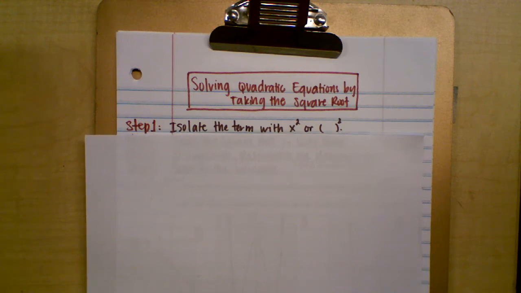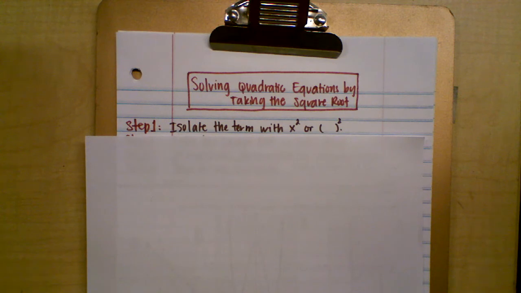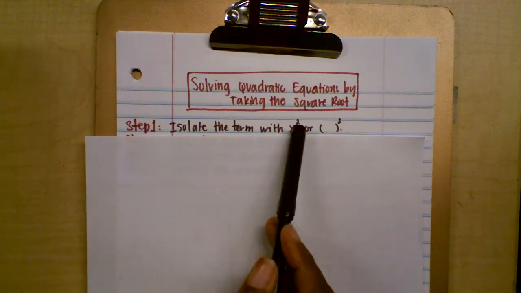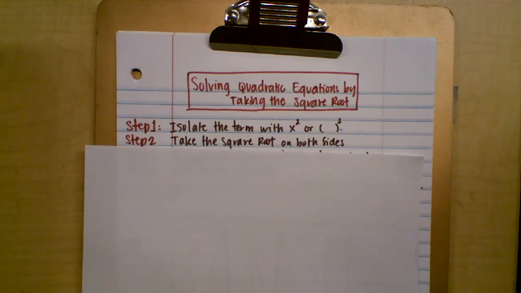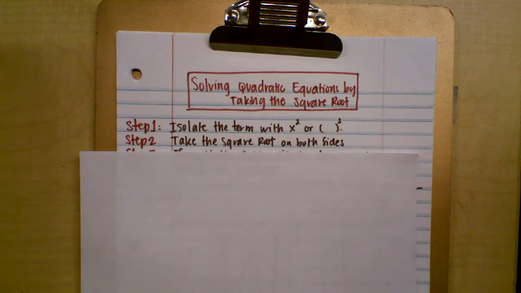Step 1, we want to isolate the term with the x squared, or the expression being squared. So first step, isolate the square. Then step 2, you want to take the square root on both sides. Why? The goal is to get x alone, and you see that x is being squared. To undo the square, the operation that undoes it is the square root. They undo each other; they are also called inverse functions.